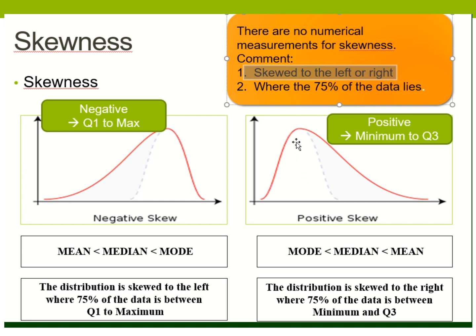Why positive skew? In order to correct this skewness, in order to make it symmetrical, I need to increase my data. So it's positively skewed, or you can say skewed to the right. Why? I need to move it to the right, isn't it? Then only the curve will look like this. That is my aim. So you call it positively skewed or skewed to the right. You can choose which one you want. Whether you want to use right or positive is up to you. 75% of the data is from minimum to Q3. Okay, so I will tell you why we use minimum to Q3.